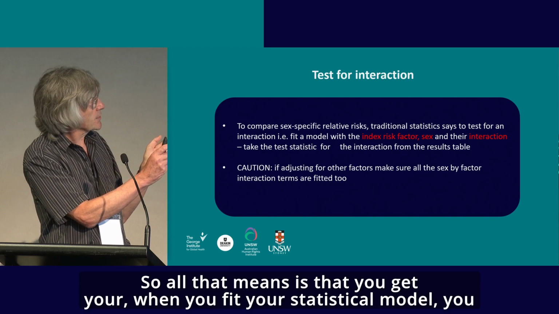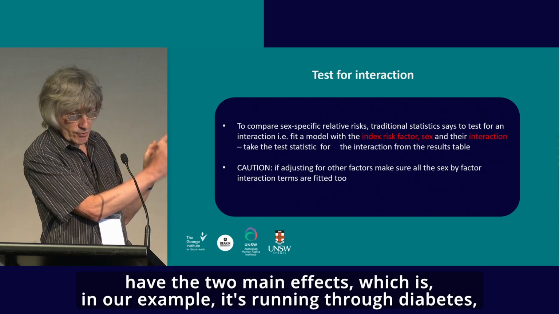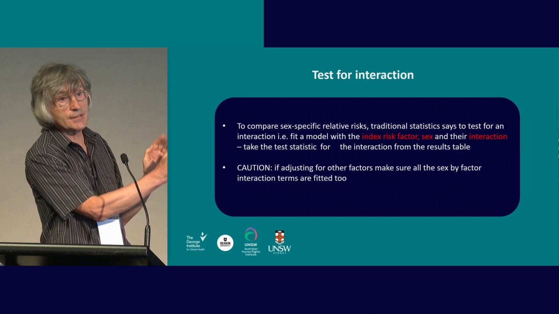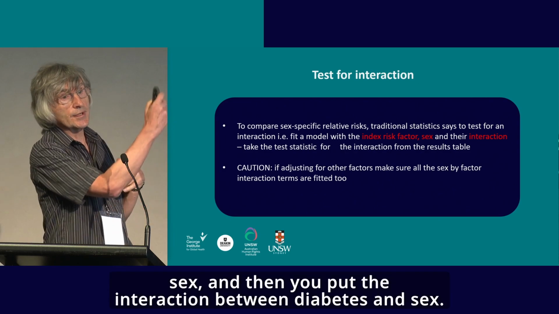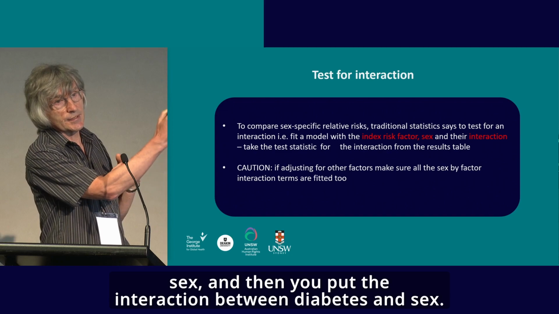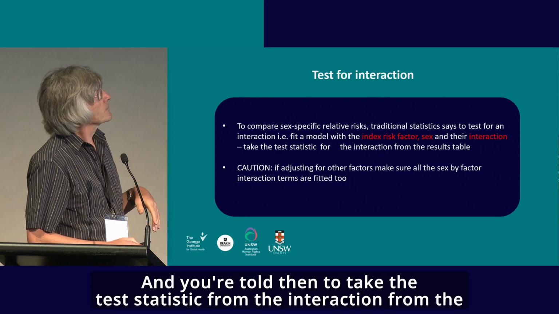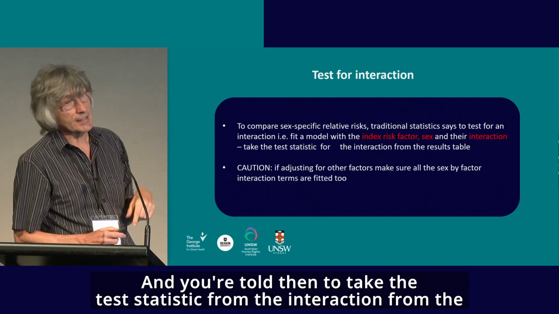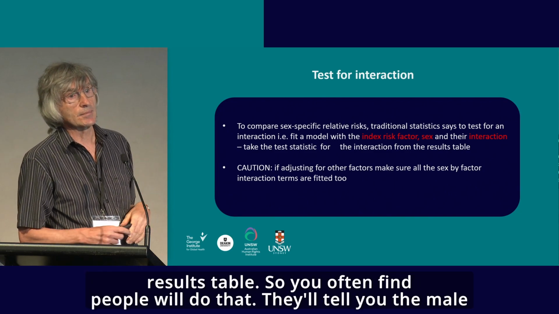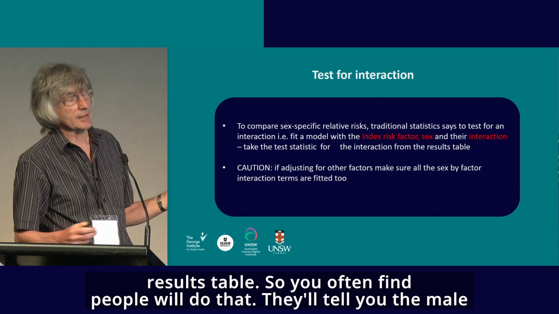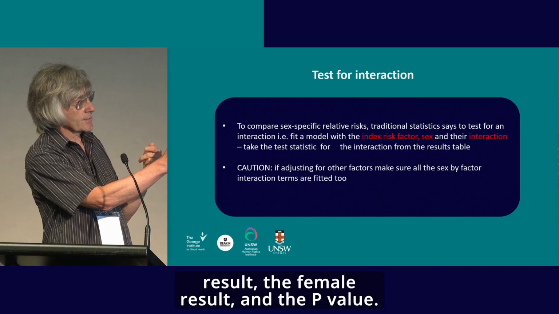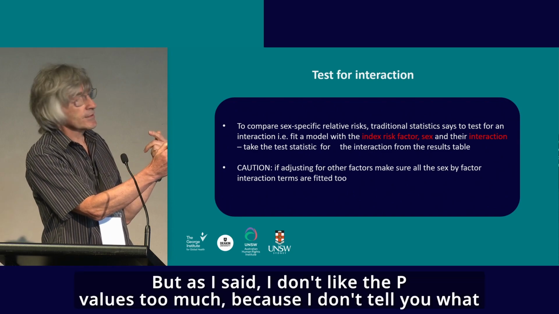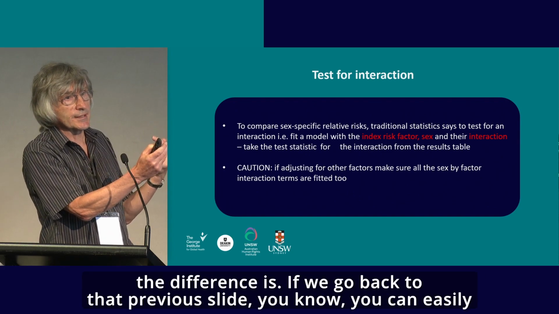So all that means is that when you fit your statistical model, you have the two main effects, which in our example is diabetes and sex, and then you put in the interaction between diabetes and sex. And you're told then to take the test statistic from the interaction from the results table. So you often find people will do that. They'll tell you the male result, the female result, and the p-value. But as I said, I don't like the p-values too much because they don't tell you what the difference is.